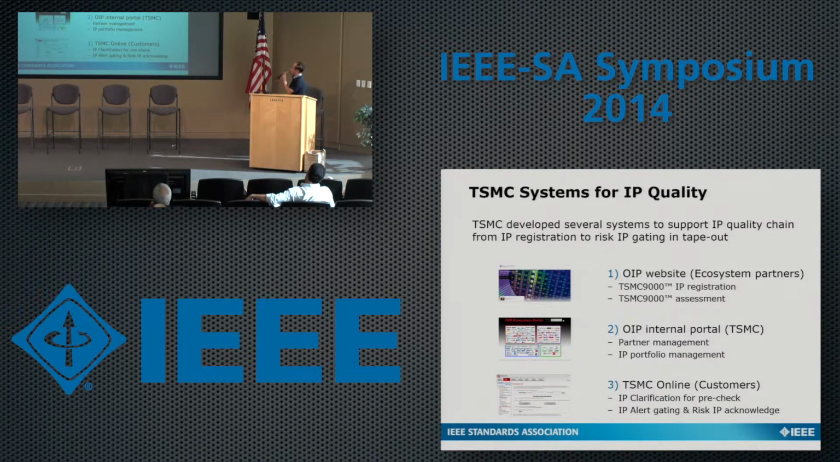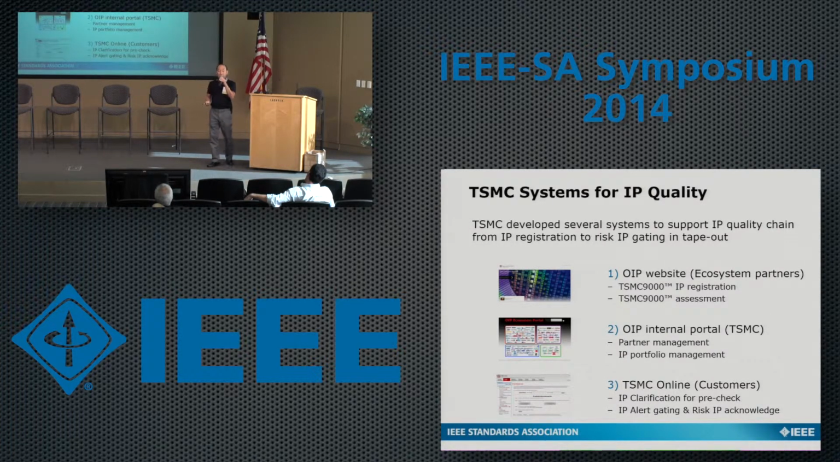So at TSMC, we have a system to ensure the IP quality. Really, there are three parts, and this is more from how you look at it, and I'll discuss in a bit more detail what's actually in it. We have the OIP website, where our ecosystem partners, the people who actually produce IP to eventually sell to customers, interact with us through what we call the IP registration system. We also interact with them through an assessment system. I'll discuss that in a second.